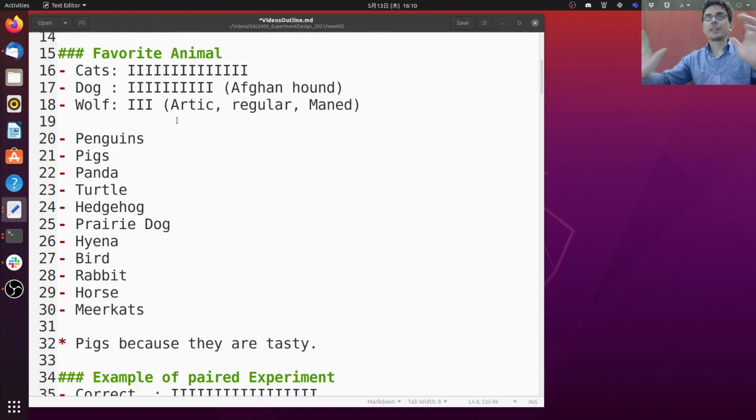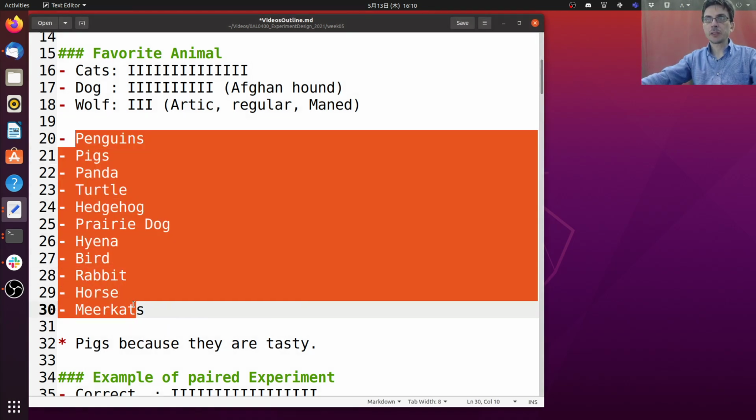The first question I asked on the survey was your favorite animal. We got 14 people voting for cats. Very good. And 10 people voting for dogs. So obviously cats are more favored than dogs. 3 people got wolves. So we got Arctic wolves, regular wolves, maned wolves, many different kinds of wolves. And then we had a few more animals here. All these animals had 1 vote each.